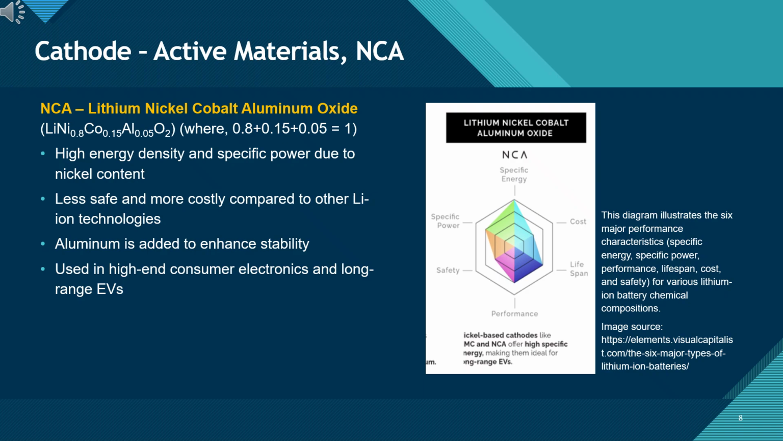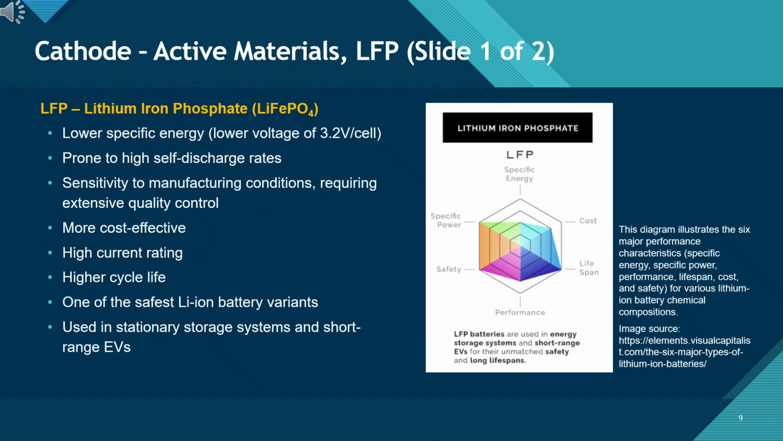However, this performance comes with trade-offs. As you can see on the chart, safety and cost are areas we need to be careful with. The high nickel content provides great energy but requires precise manufacturing conditions to ensure stability. So, when you see NCA on the production schedule, know that you are building a high-performance cell that demands strict adherence to quality controls.